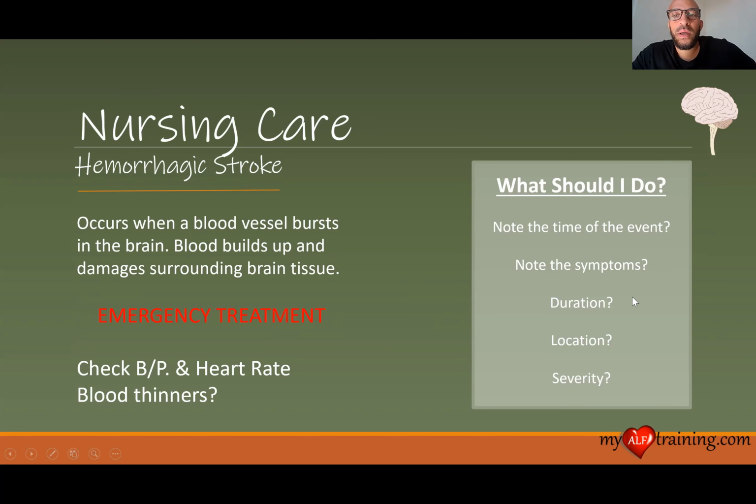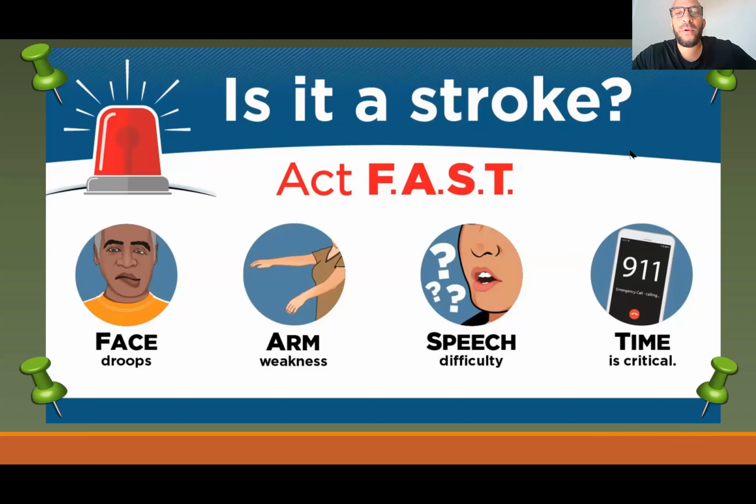So, again, note the time that the symptoms appear, note what the symptoms were, how long the symptoms are lasting, and where and how severe these symptoms are. These are all important criteria that if you notice a patient having signs and symptoms of a stroke, we need to act on, we need to document.